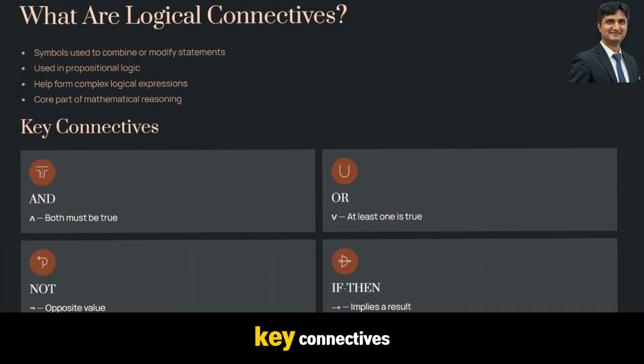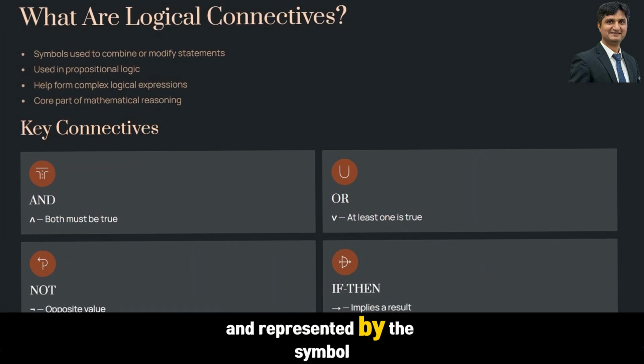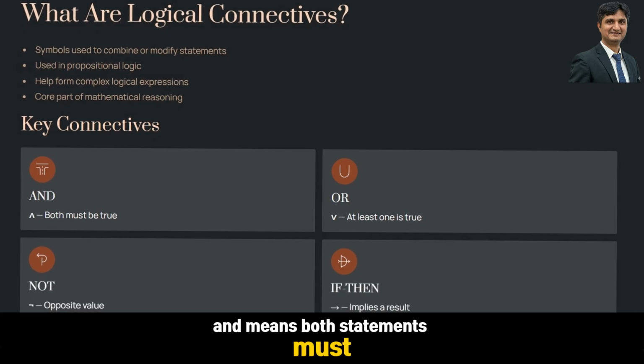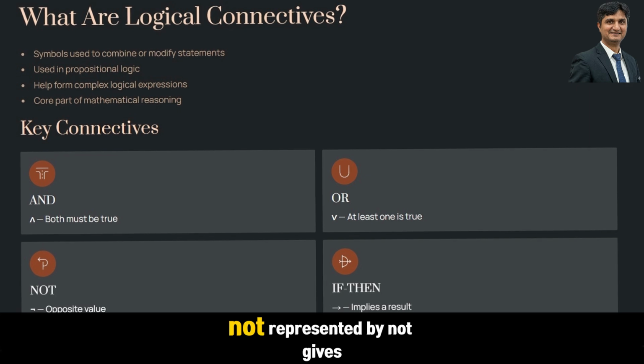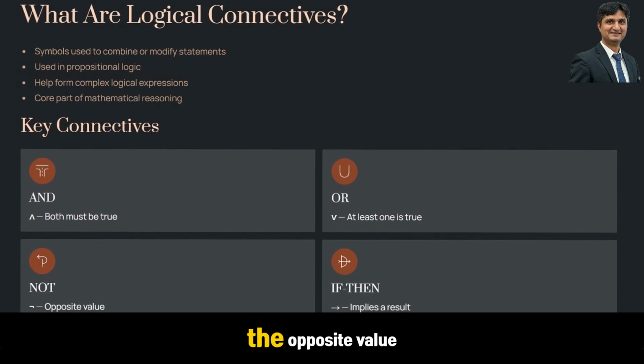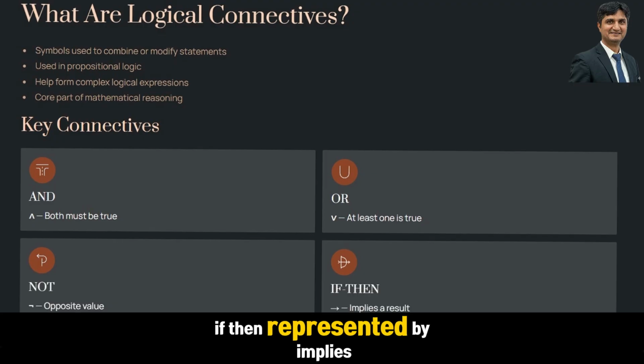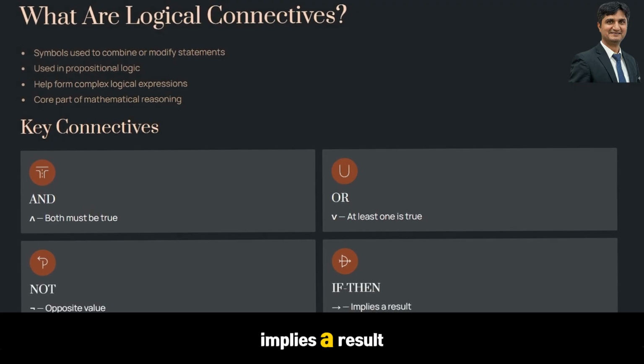Now let's look at the key connectives. And, represented by the symbol ∧, means both statements must be true. Or, represented by ∨, means at least one is true. Not, represented by ¬, gives the opposite value. If then, represented by →, implies a result.